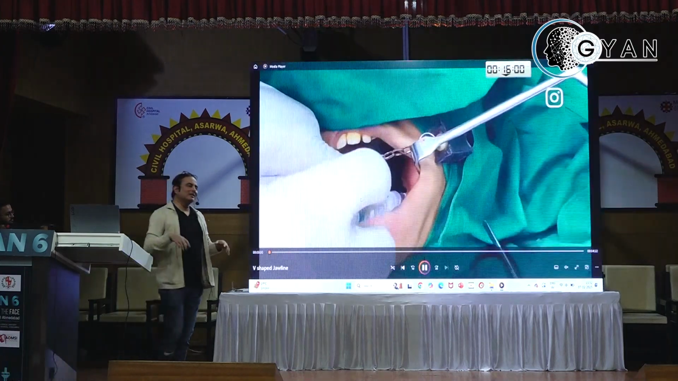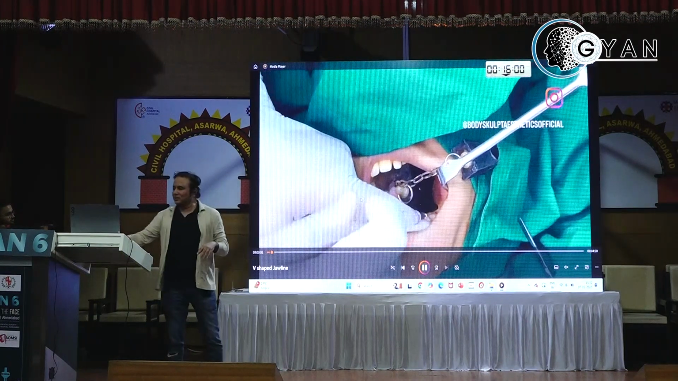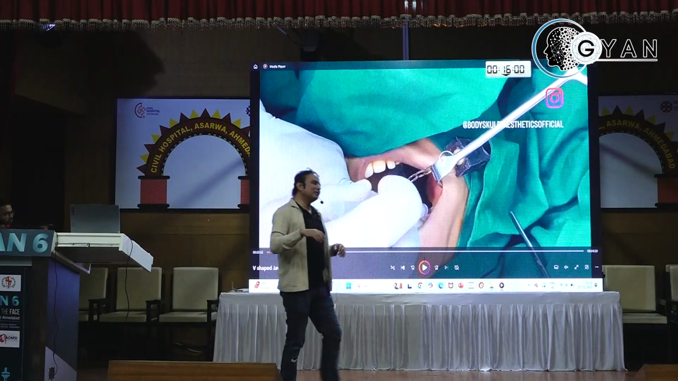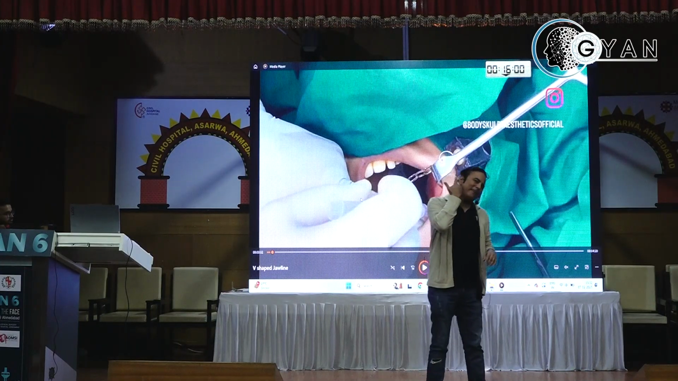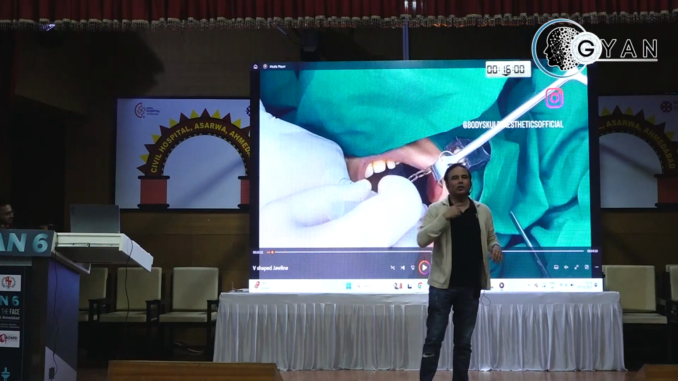Okay, now the patients come to you. They want to have a V-shaped jawline. What do you mean by V-shaped jawline? ये पूरा ऐसा free flow होना चाहिए. It should be V.